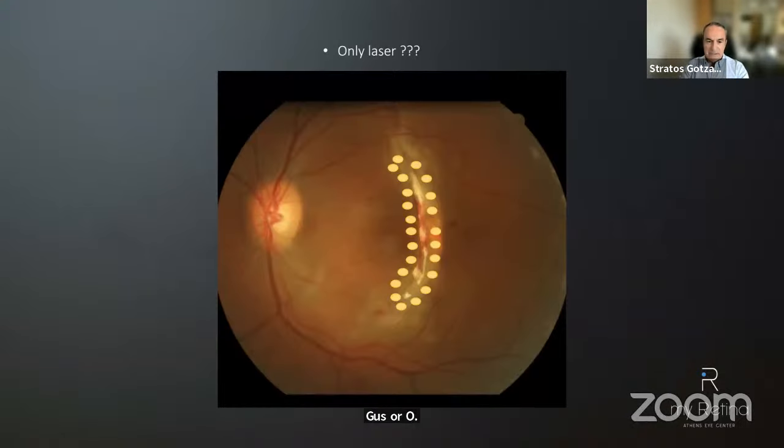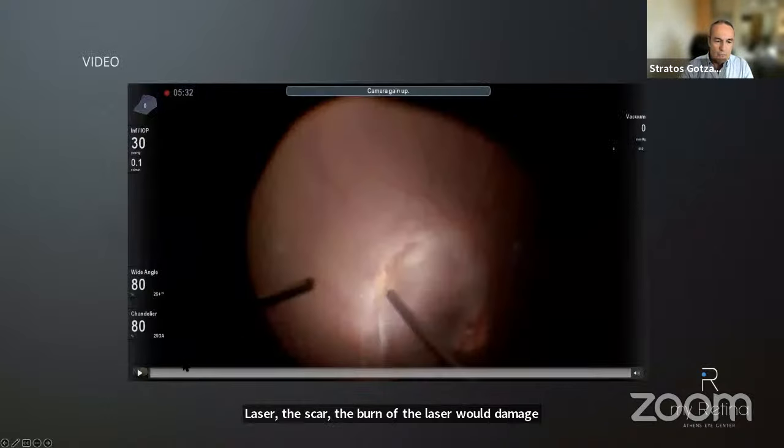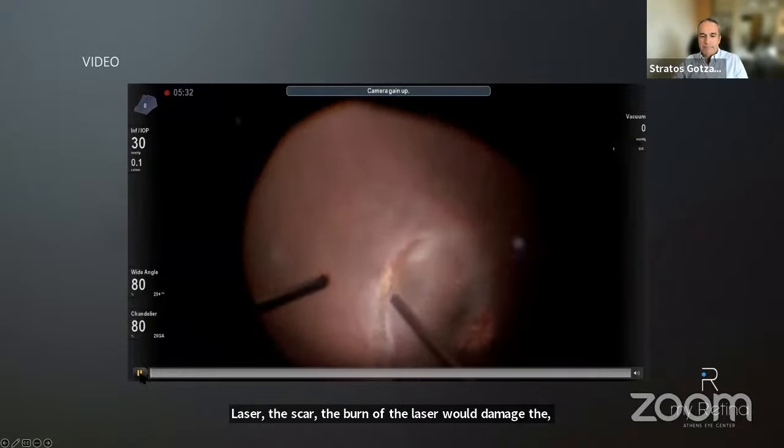Finally, I decided not to do this, which was the easiest thing to do after doing nothing, just laser, because if you can see here, there is an appearance of untouched foveola, and applying laser, the scar, the burn of the laser would damage the foveola. I decided to go for vitrectomy.